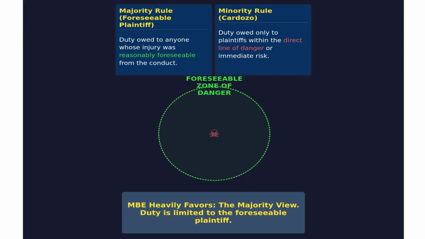The previous chapter established that duty is generally limited to the foreseeable plaintiff within the foreseeable zone of danger. Now, we must briefly address a historical split regarding how strictly we define that scope. Most jurisdictions follow the majority rule we just discussed, the foreseeable plaintiff rule. This means if you could reasonably foresee that your negligent act might injure someone, you owe them a duty.